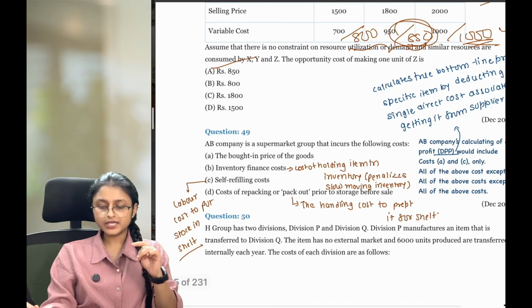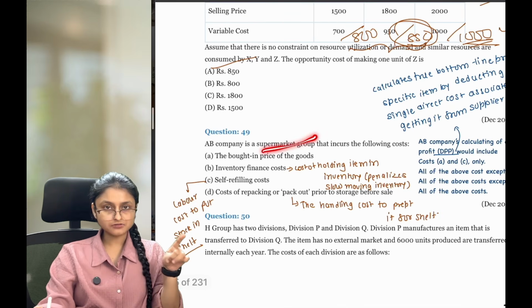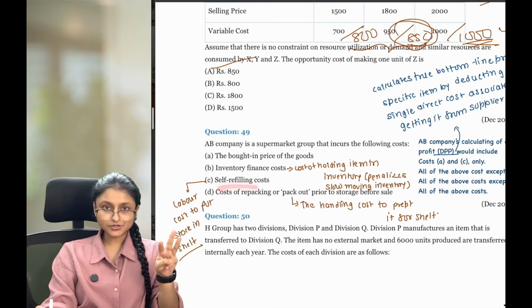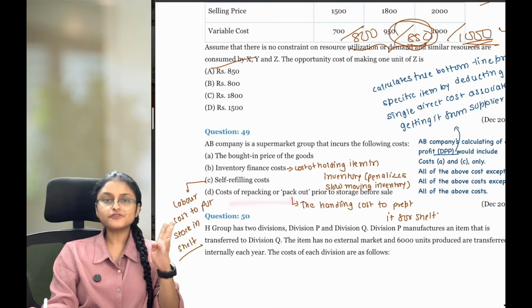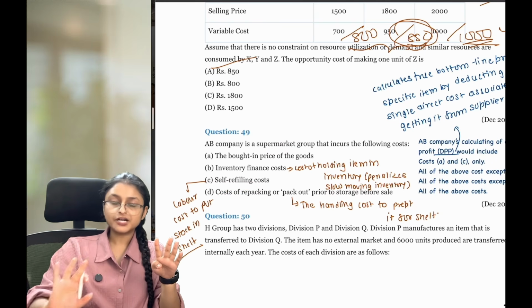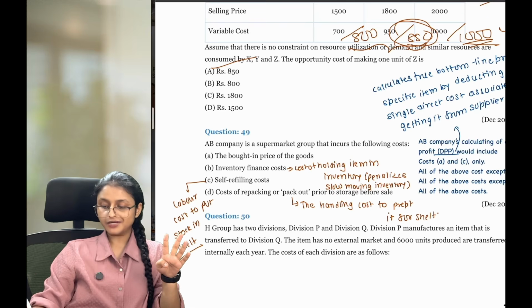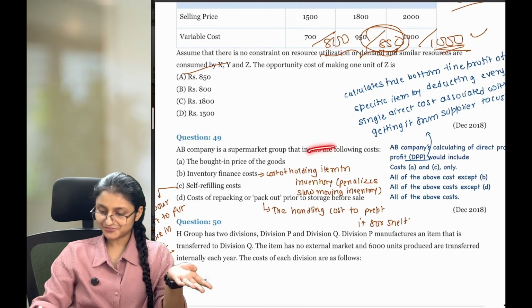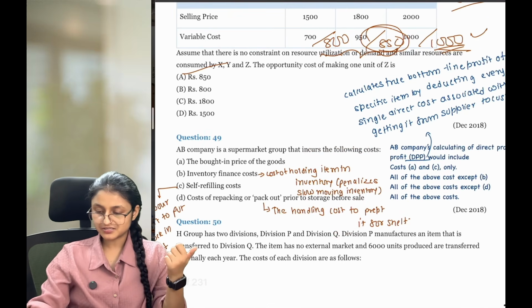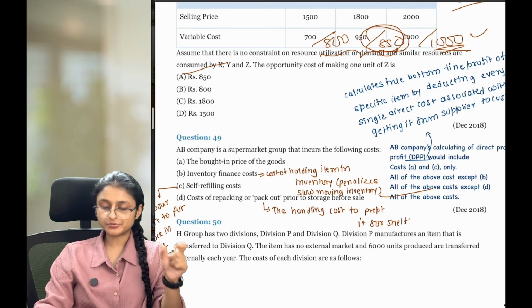Self-refilling cost. The labor who is putting the stock on the shelves of the supermarket, that self-refilling cost should also be considered here. And the cost of repacking or packing the material so that we can keep it on the shelf should also be considered because that is incurred for the product. So all the above costs will be considered when you are calculating the direct product profit.